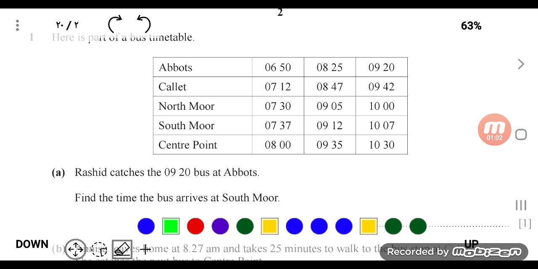For example, the bus which leaves at 6:50 from Abbott's arrives at Khaled at 7:12. It arrives at Northmore at 7:30, and so on. So that was a quick explanation of the table.